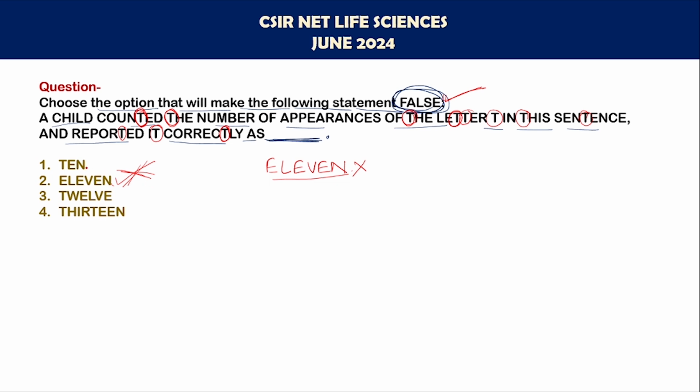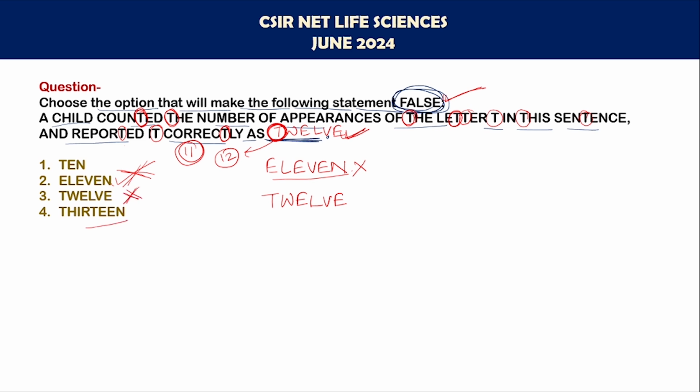Next option is 12. Okay, now 12, if I write over here 12, then also this statement is getting true. How? Because total here the number of T is 11, and when I am writing 12 here, then the number of T, here also T is there, so the number of T now adds up to 12. That is again making this sentence true. That means this option also cannot be there.